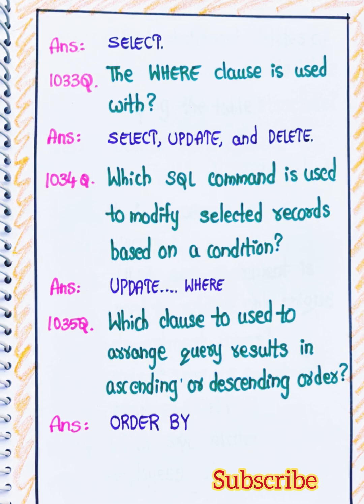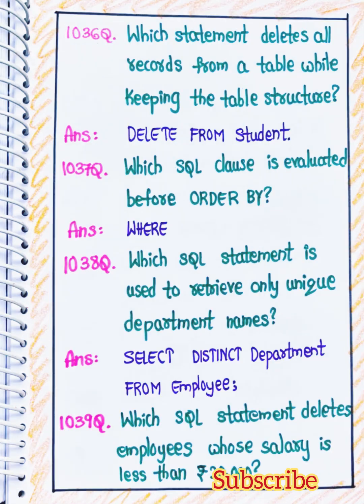Which SQL command is used to modify selected records based on a condition? Update where. Which clause is used to arrange query results in ascending or descending order? Order by. Which statement deletes all records from a table while keeping the table structure? Delete from student. Which SQL clause is evaluated before order by? Where.